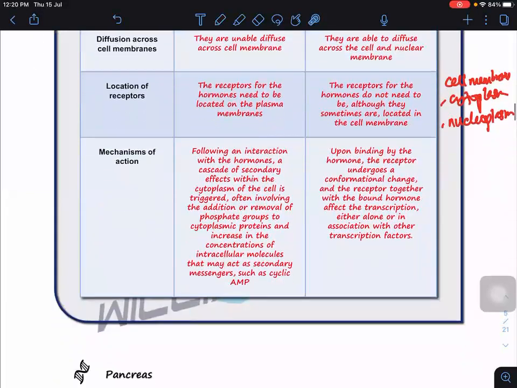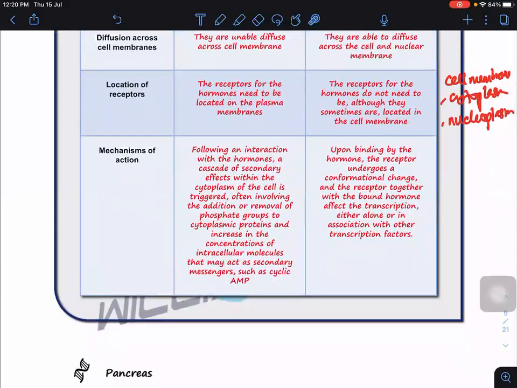So what is the mechanism of action? Generally, following an interaction with the hormone, a cascade of secondary effects within the cytoplasm of the cell is triggered. These often involve the addition or removal of a phosphate group to cytoplasmic proteins and an increase in the concentration of intracellular molecules that may act as a secondary messenger, for example, in our syllabus, cyclic AMP. We're going to learn this one later when we talk about glucose, okay, so glucagon.